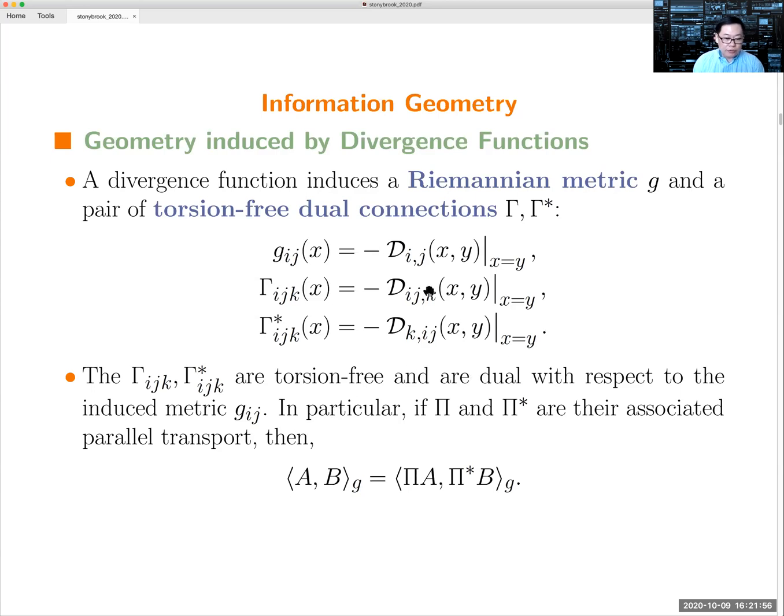And they're dual with respect to the induced metric in the sense that if you have two connections, associated with these two dual connections are two parallel transports. And so if you take a pair of vectors and you parallel transport each of them, where the first one is parallel transported by one of the connections and the other one is parallel transported by the other connection, then the inner product with respect to the metric stays invariant under that parallel transport. Okay, so this is the sense in which they're dual with respect to this induced metric.